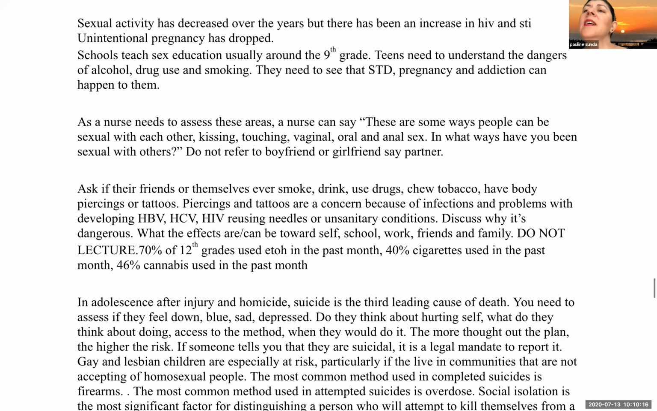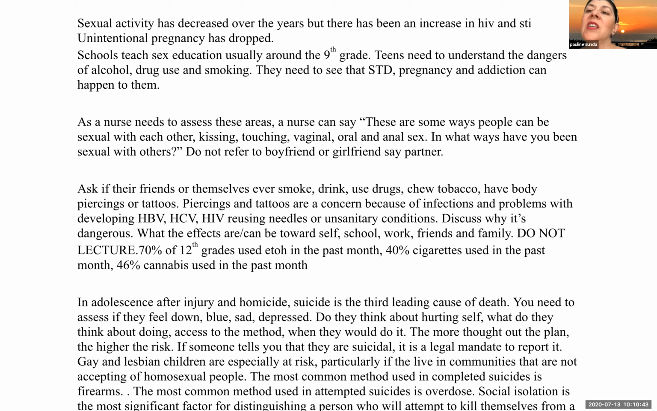Sexual activity has actually decreased over the years, but there's been an increase in HIV and STIs. Unintentional pregnancy has also dropped. Schools usually teach sex education or health class around the 9th grade. Teens need to understand the dangers of alcohol, drug use, and smoking. They need to see that STIs, pregnancy, and addiction can happen to them.